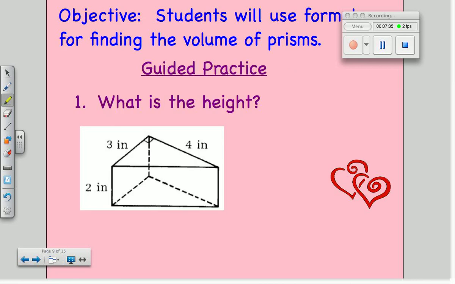All right, so this is our guided practice. All I want you to do is write this. Really? Okay. Yeah.